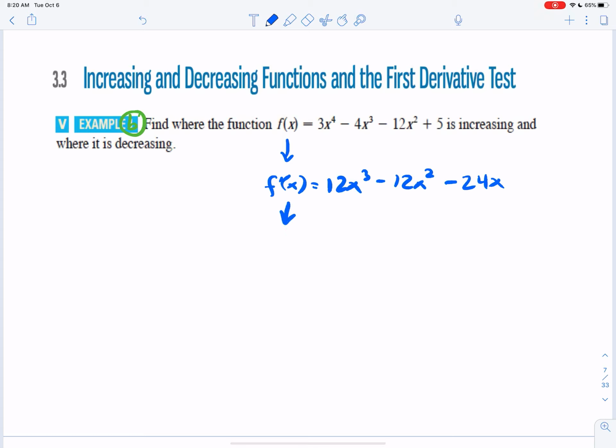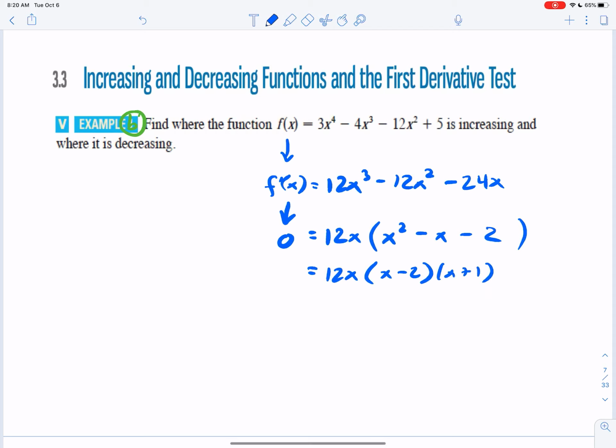I set my derivative equal to 0 because that's what a critical number is, as well as undefined, but we don't have any fractions just yet. Okay, so here I notice that I can factor out a 12x. That's my GCF. If I take that out, I get x squared minus x minus 2. I could probably factor that some more. That's x minus 2, x plus 1.